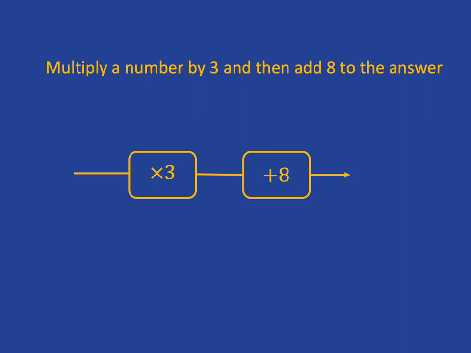Now we're going to do that same thing, but now we're going to use x to stand for any number. So we start with x and we feed it through the machine that multiplies by 3, and we get out 3x. Then we take that 3x and we feed it through the machine that adds 8, and we'll end up with 3x plus 8. So what we see is that 3x plus 8 is the algebraic expression that represents the instruction multiply a number by 3 and then add 8 to the answer.